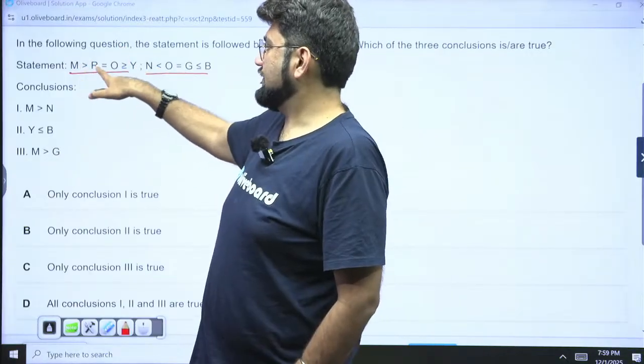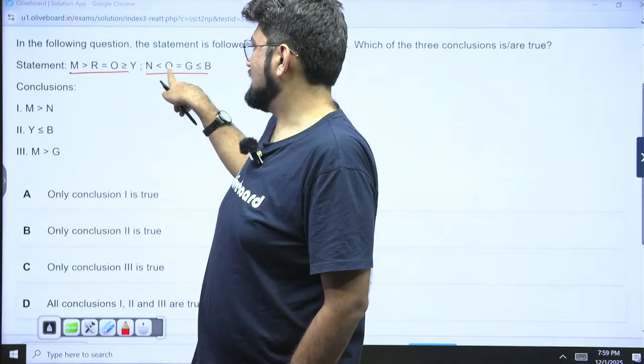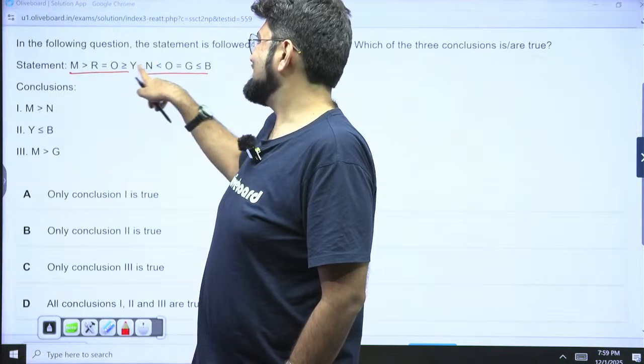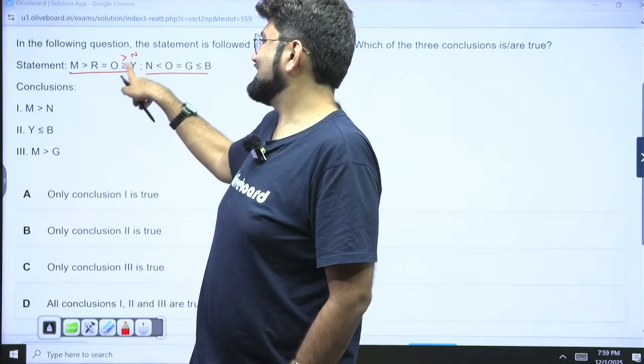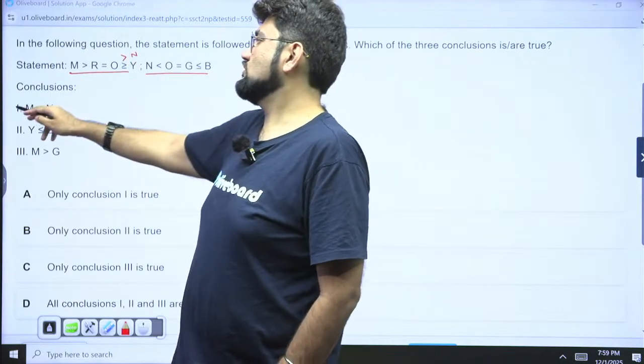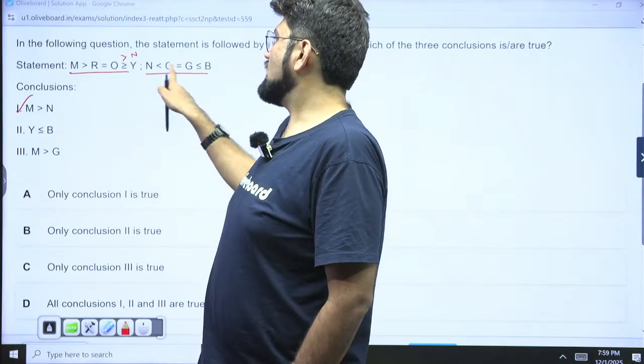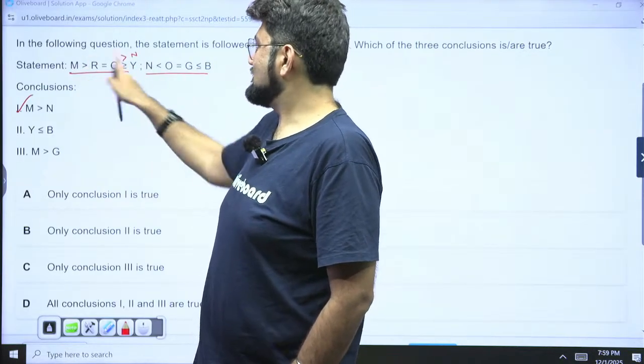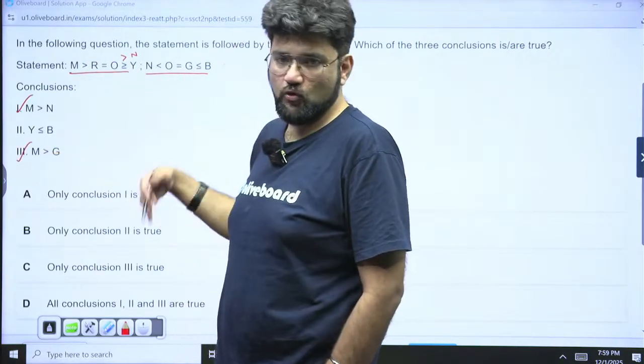See, m greater than r. Okay, connect these two because n is here. So it's connecting at O, no? So n is less than O. So n will be somewhere here only, like this. So it's clearly visible m is greater than n. So this is right. Now, G and O are equal. So if m is greater than O, m is greater than G also. So this is greater. That's how you can make it faster.